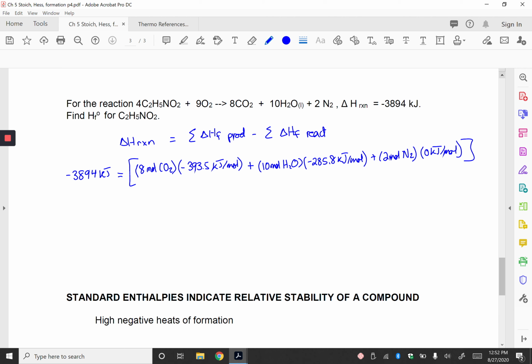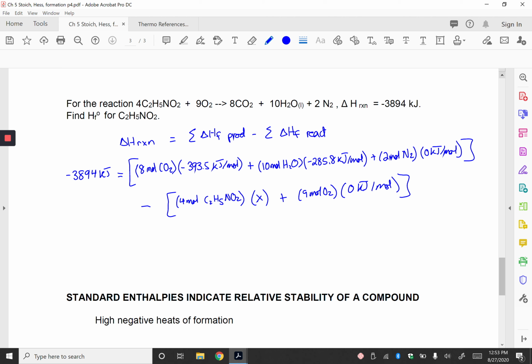So these are all products minus, then we're going to do our reactants. We have 4 moles of C2H5NO2, and we don't know what that is, so we're going to call that X, plus 9 moles of O2, and the value for that is 0 because it's an element in its natural state. So this is 0, and this would be 4x, basically. So this whole thing is 4x. And you solve for x.